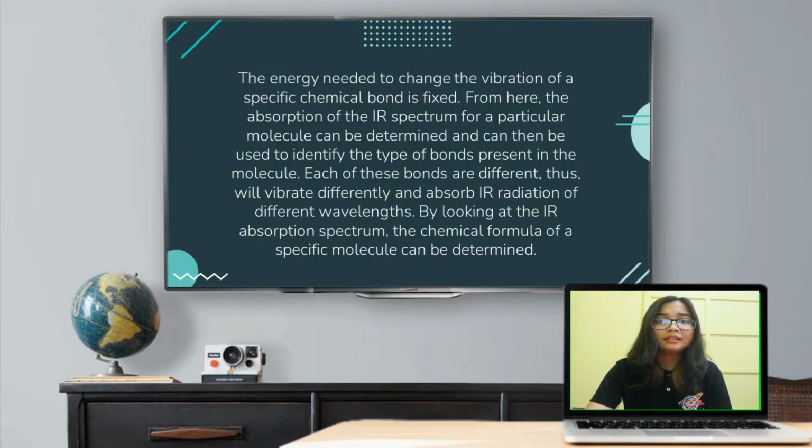The energy needed to change the vibration of a specific chemical bond is fixed. From here, the absorption of the IR spectrum for a particular molecule can be determined and can then be used to identify the bonds present in the molecule. Each of the bonds is different, thus will vibrate differently and absorb IR radiation of different wavelengths. By looking at the IR absorption spectrum, the chemical formula of a specific molecule can be determined.